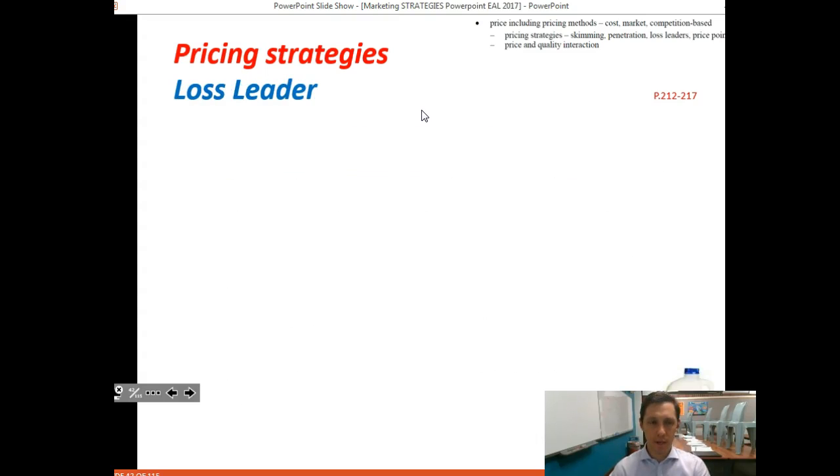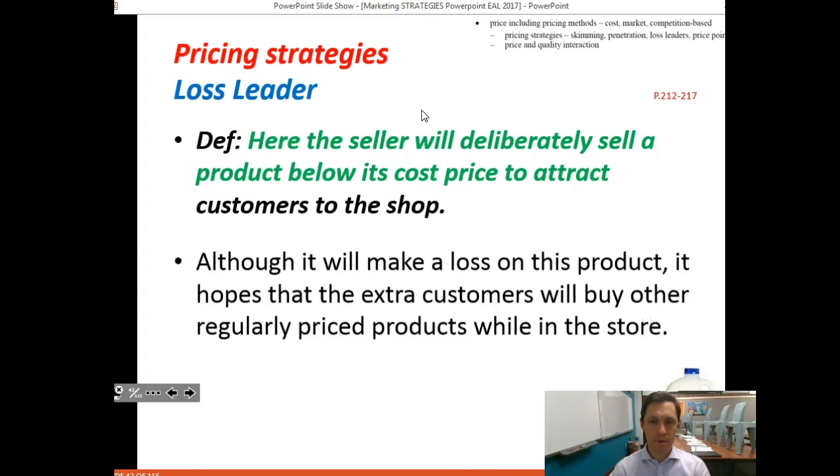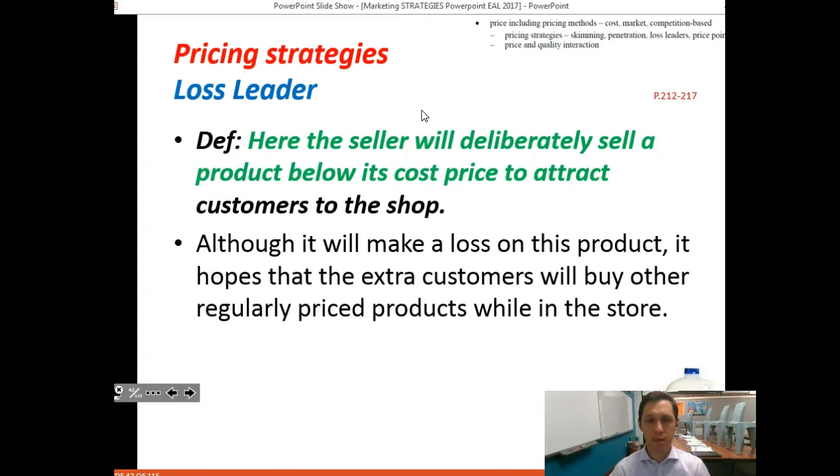In terms of another pricing strategy, you've got your loss leader approach. So milk is the great example of a loss leader, where the seller deliberately sells a product below its cost price to attract customers to the shop. And although it recognises it's making a loss, it's an attempt to draw people into the store and to have them purchase other products within that store.